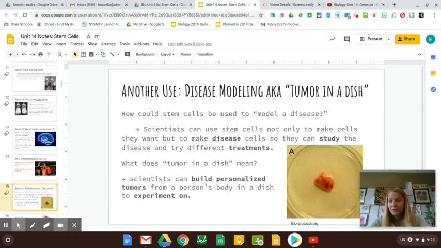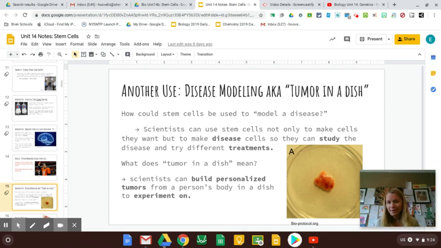And now you have something that you can experiment on. You can try, let's try this medicine on this person's tumor. Nope, that really didn't work. Let's not bother putting that person through that torture and wasting all this time. Let's try this one. Okay, that one worked really well. Let's give that to the patient.